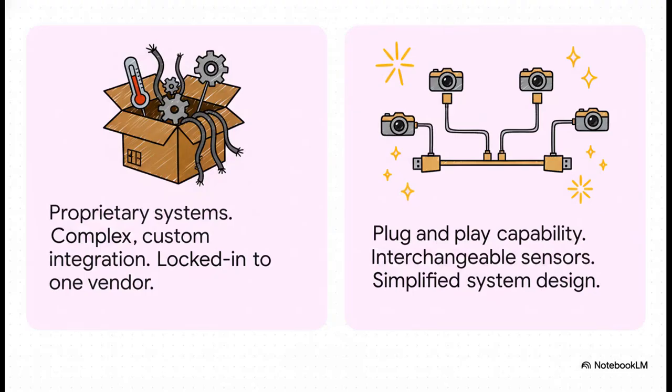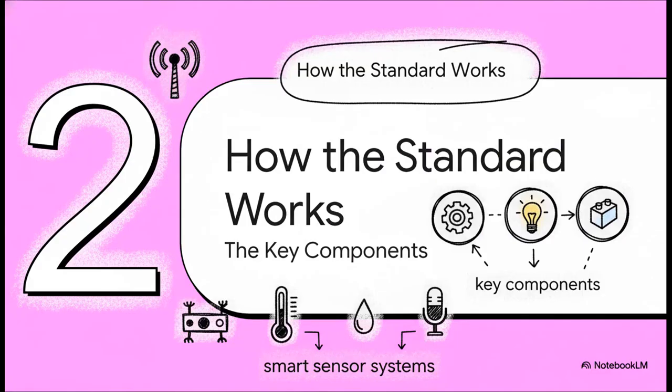And this slide really shows you the before and after. Before the standard, you were pretty much locked into one vendor's ecosystem. If you wanted to add a new sensor, it was this huge, complex, custom integration job. The whole point of IEEE 1451 is to flip that script completely. We're talking true plug-and-play capability, where you can just swap sensors in and out, simplify your designs, and build these wide-open, interoperable systems.